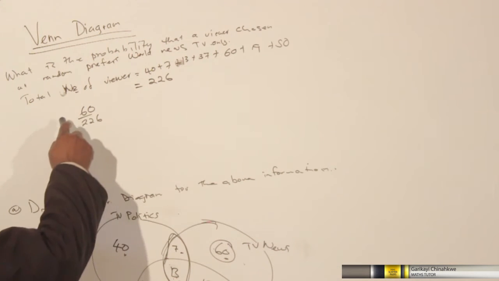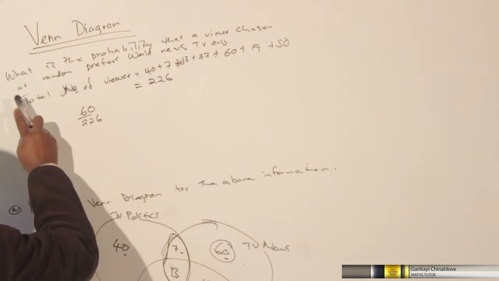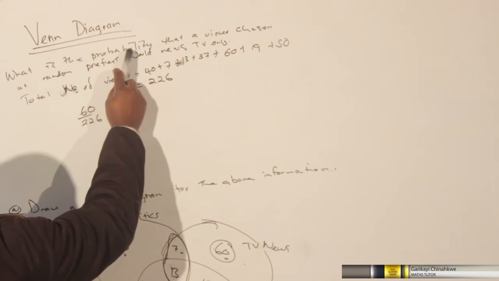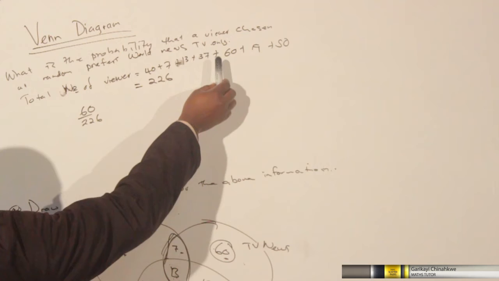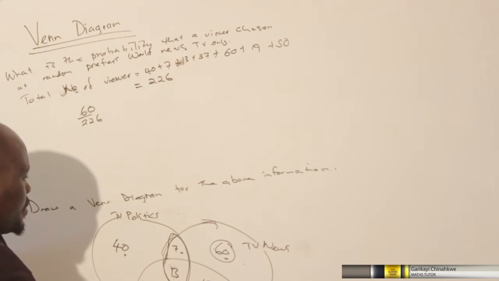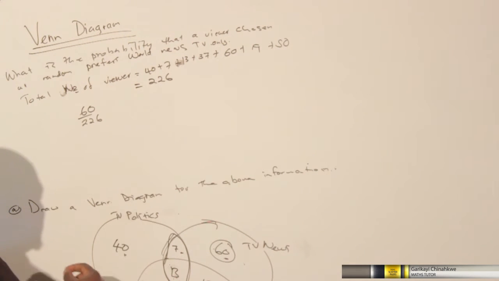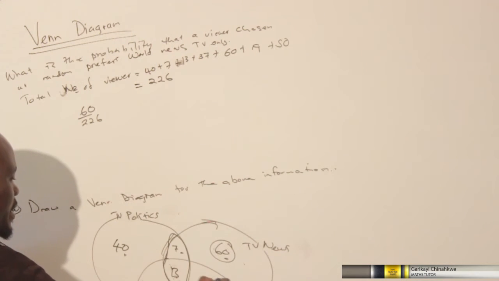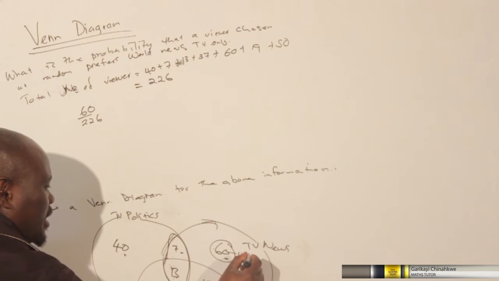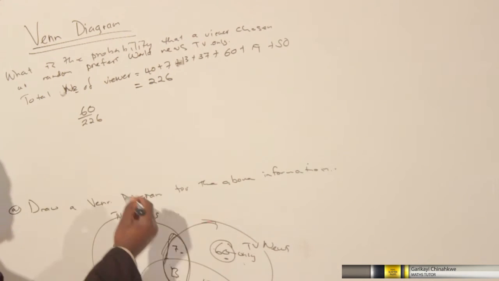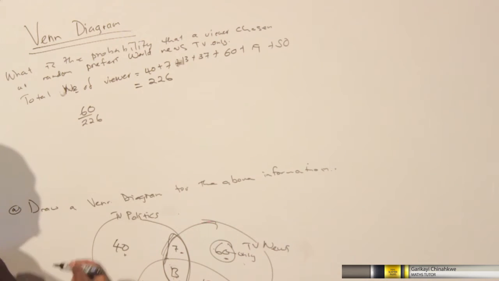Let me just read this. What is the probability that a viewer chosen at random prefers World News TV only? You go on to World News. This is where we find the World News, and World News TV only. It is this part, so it's 60/226.